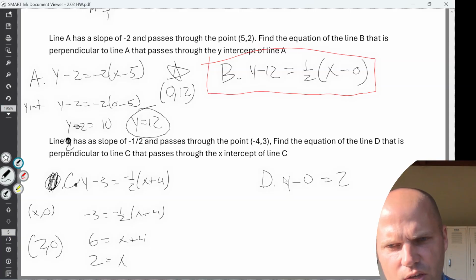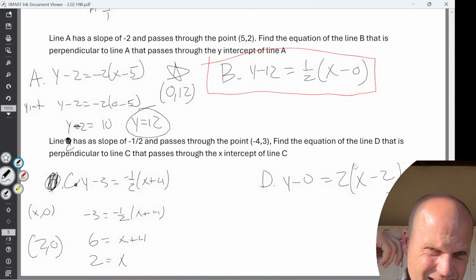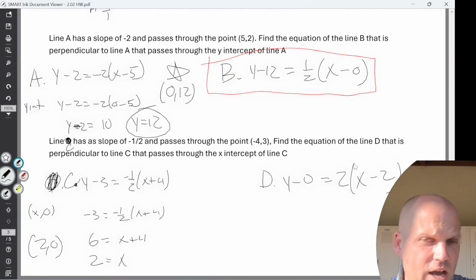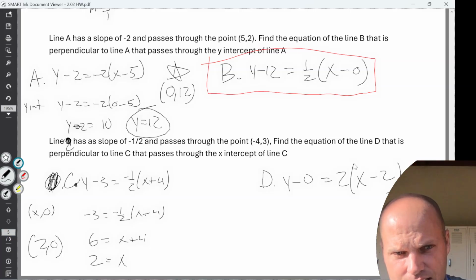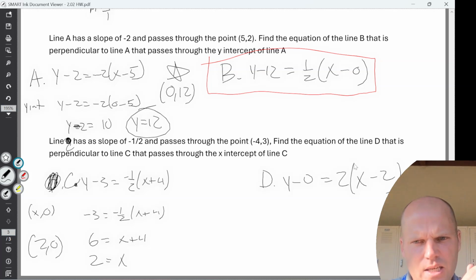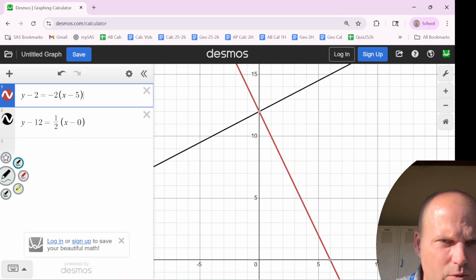And now I have the equation of line D. Just double check that if you like. You got line C perpendicular to line D, both having the same x-intercept. It's a good challenging question.